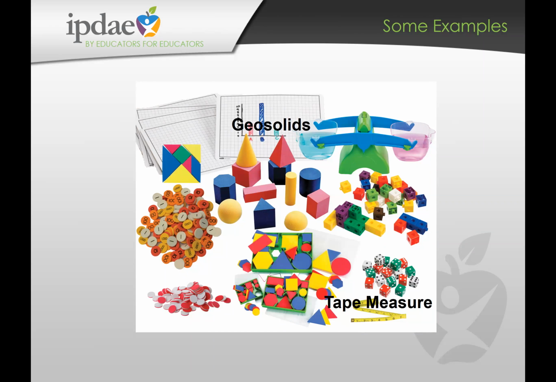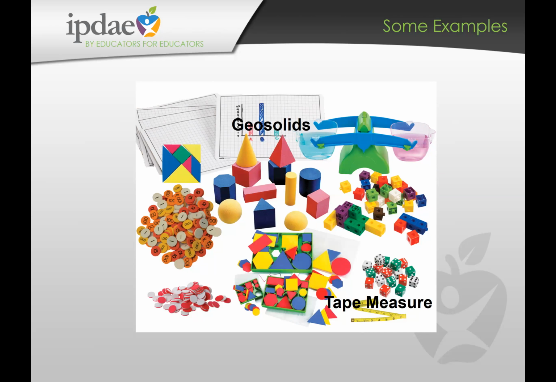Colored counters are very popular when you're talking about integers, when you're adding, subtracting, multiplying, not so much dividing integers, but it shows the students how and why the signs change depending on the value of the numbers that are being added, subtracted, or multiplied. Dice and tape measures are two other objects that we can use in our classroom. Dice are very popular when you're teaching probability and odds to your students. And with tape measures, we just need to show the students how to measure.